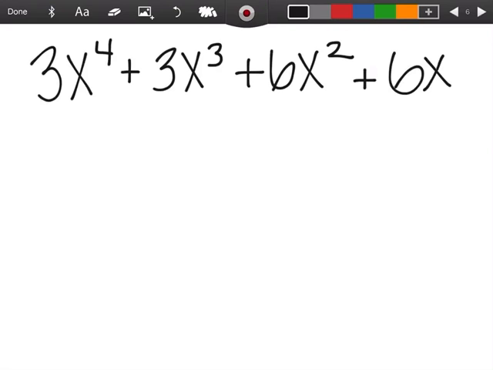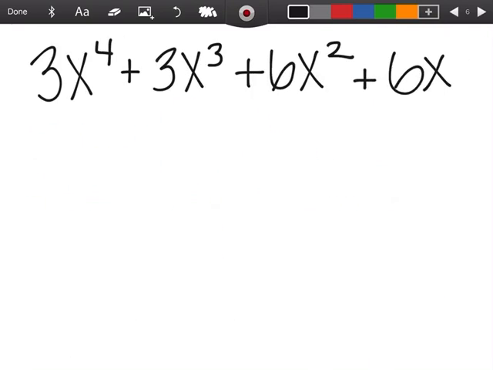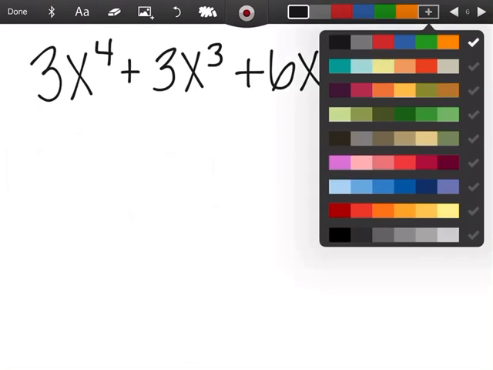And here's what I'll say. The numbers we were working with here weren't too big. They weren't too terrible, 3s and 6s and x squareds. But if it gets bigger and more complicated, it might be easier to do what I'm going to do here, which is look across the board.